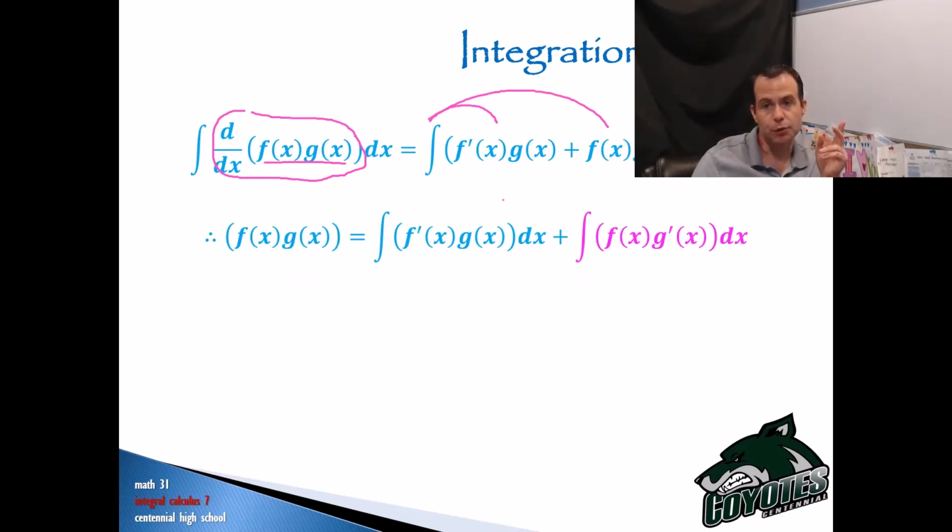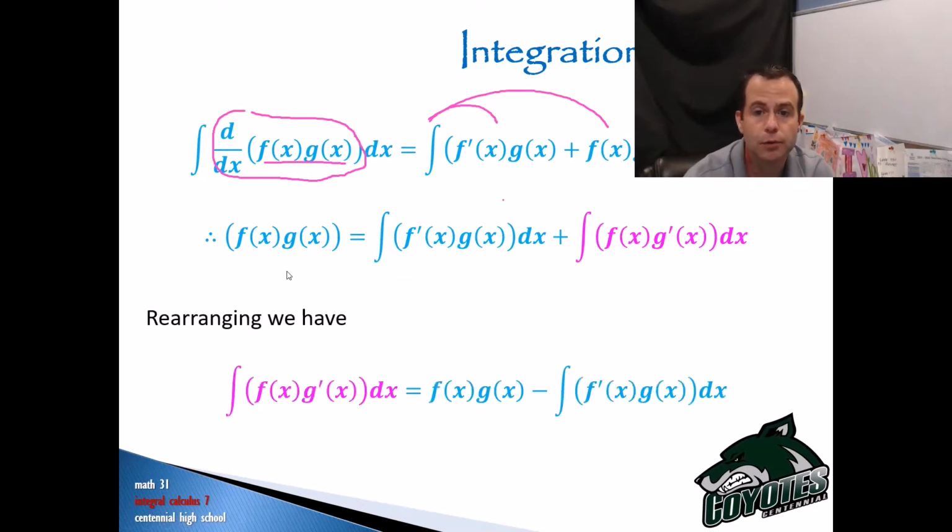So I'm going to essentially subtract the integration of the derivative of f times g of x, and that will get me the integration of f times derivative of g of x all by itself. Okay, I'm just trying to isolate the pink right now. Okay, and so that gives me the following.